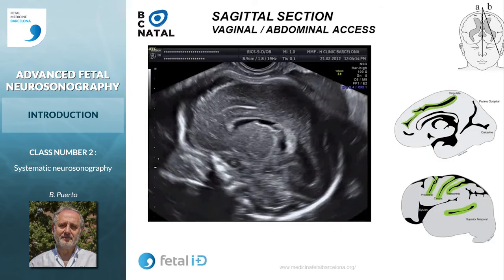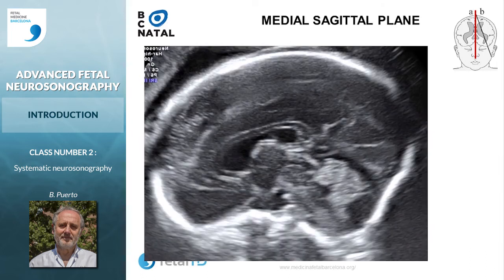Now we will assess the sagittal planes, also preferably through transvaginal access if the fetus is in cephalic position, but we can use the transabdominal access if the fetus is in breech position. We will see the medial sagittal and parasagittal planes. This is the medial sagittal plane, because in this section we will see structures that have been seen in isolated sections, but that we should see entirely in this section.